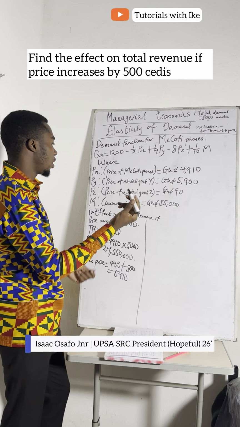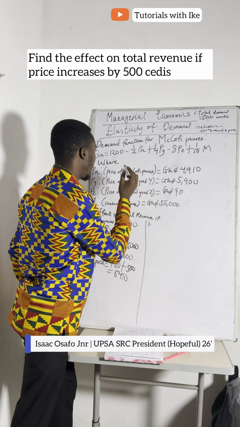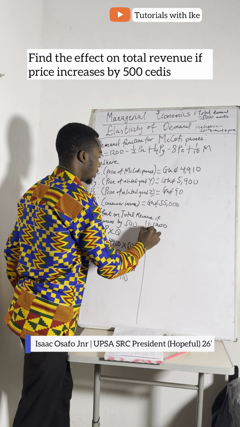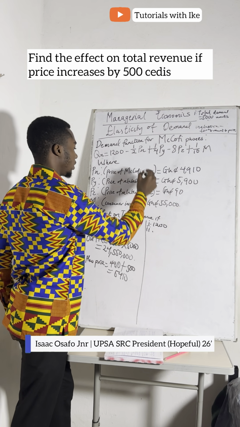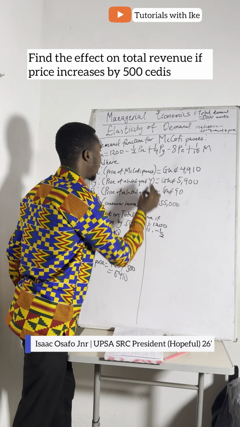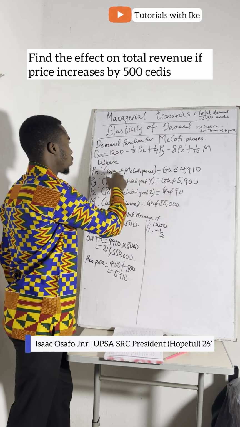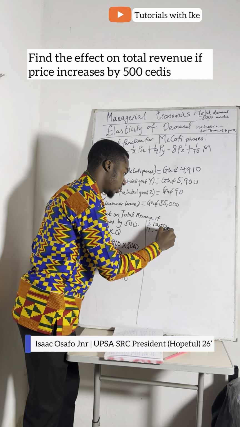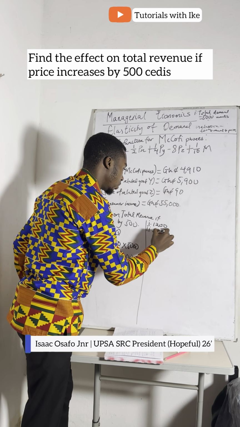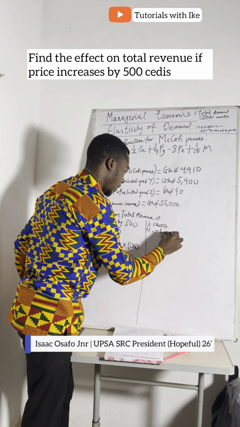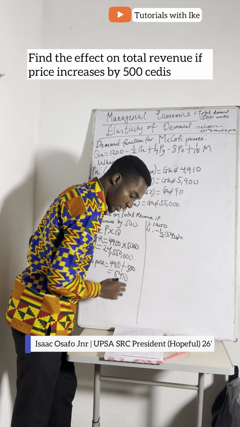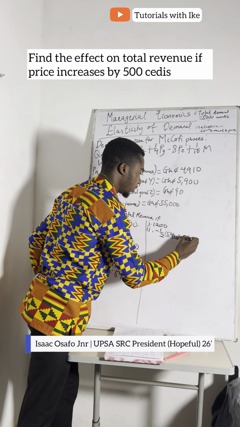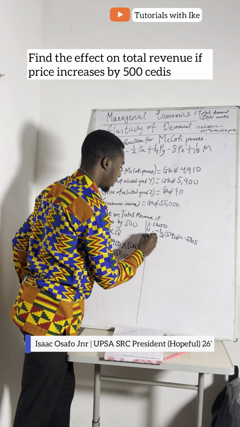So we have to resolve for our total demand. You get it? So like I said, we start with each of the terms. So our first term is 1,200. Then our second term is negative 1 over 2 times the price of X. Now the price of X is no more 4,910. It's now 5,410 because the price has increased by 500. So negative 1 over 2 times 5,410. And that should give us negative 2,705. So negative 2,705.